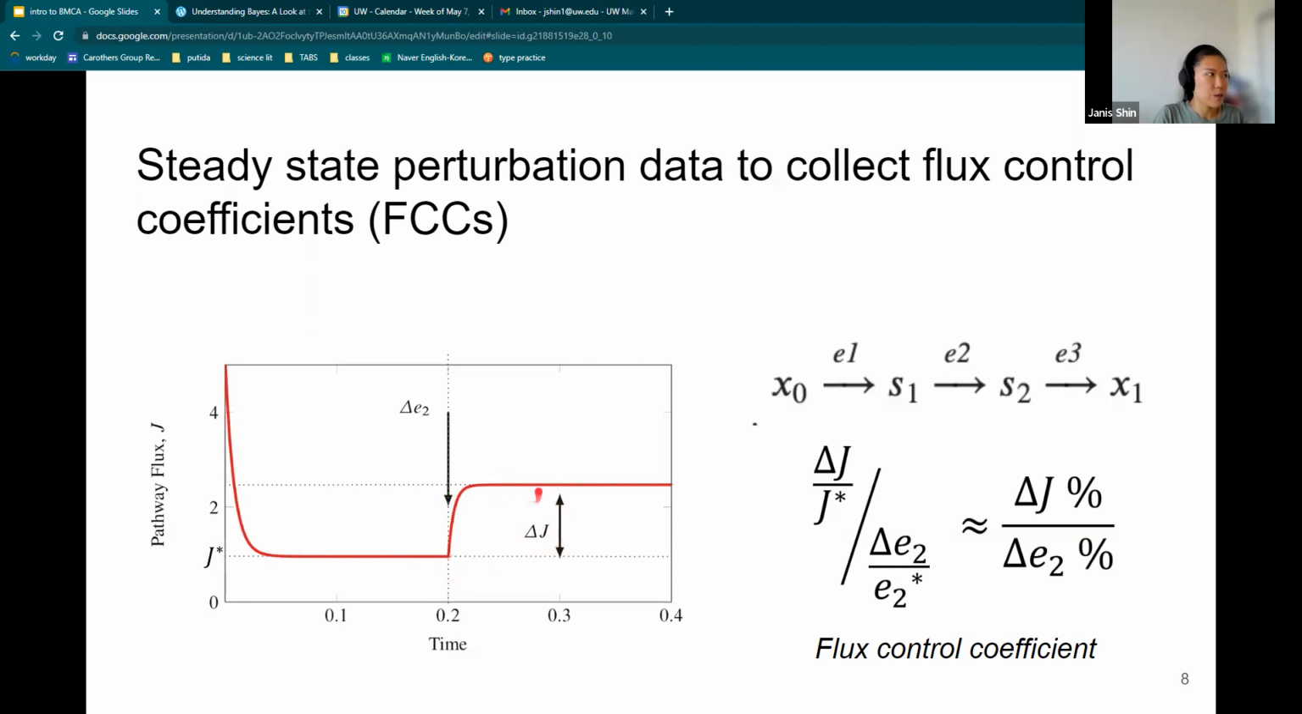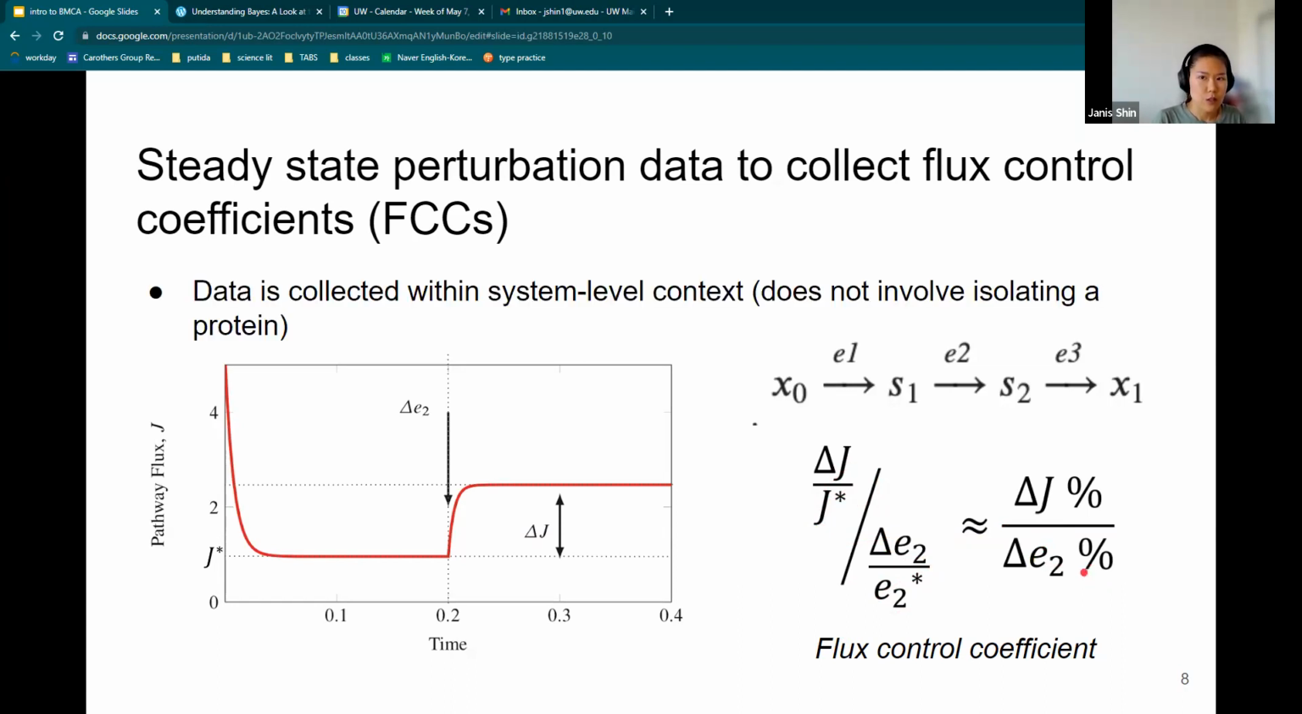And so from these steady state perturbation data, we can collect flux control coefficients. Mathematically speaking, that's just the change in J over the reference J divided by the change in E2 over the reference E2. Or if you want to put it a different way, it's just a ratio of the change in J percent over the rate of change in E2 percent.